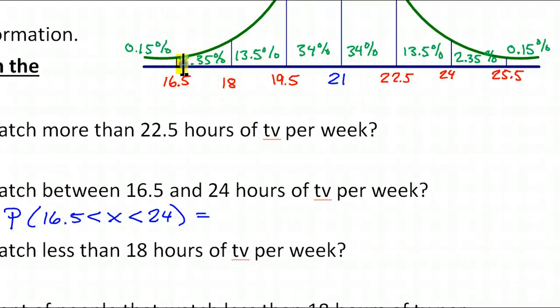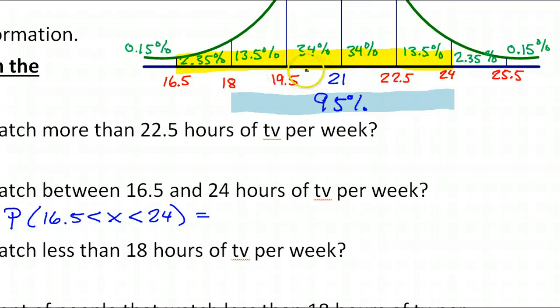So 16.5 is here, and 24 is there. One thing we could do is add up all of these numbers, 1, 2, 3, 4, 5 numbers. Another thing we could do is we've memorized that this is the middle 95%, because that's two standard deviations in both directions. So you could take this middle 95% and then just add the 2.35 to it. So that's going to be 97.35.